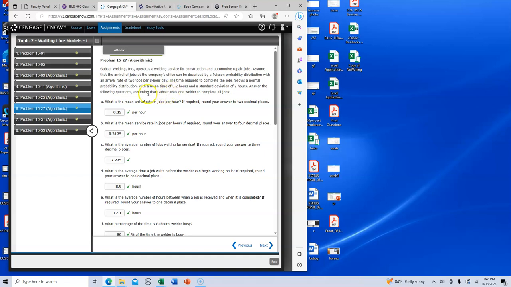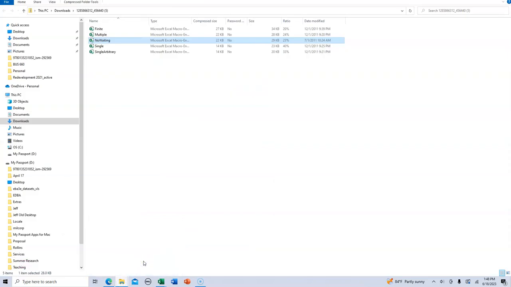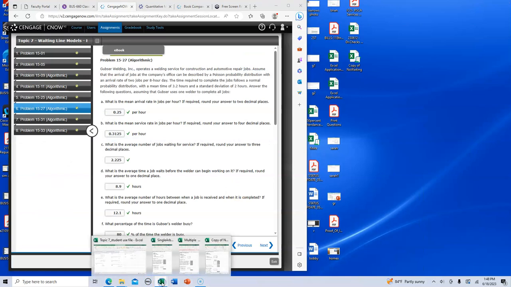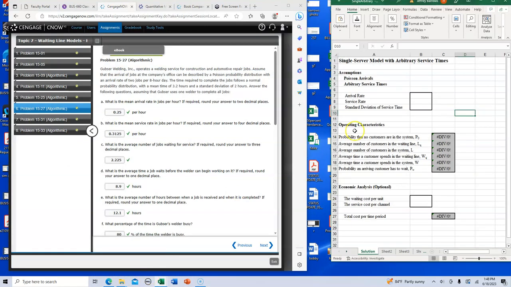Answer the following questions. So in this case, notice that we have a little bit different situation here on the service rate. And if you go to the list of options again in your student companion site where you pull down these Excel files, this single arbitrary file, I've already got it open, is the one that I'm going to use, and I'll show you why in a second. Here is the single arbitrary. Again, this allows you to play around with this, the arbitrary being the service time, service rate, and the fact that you have a standard deviation.